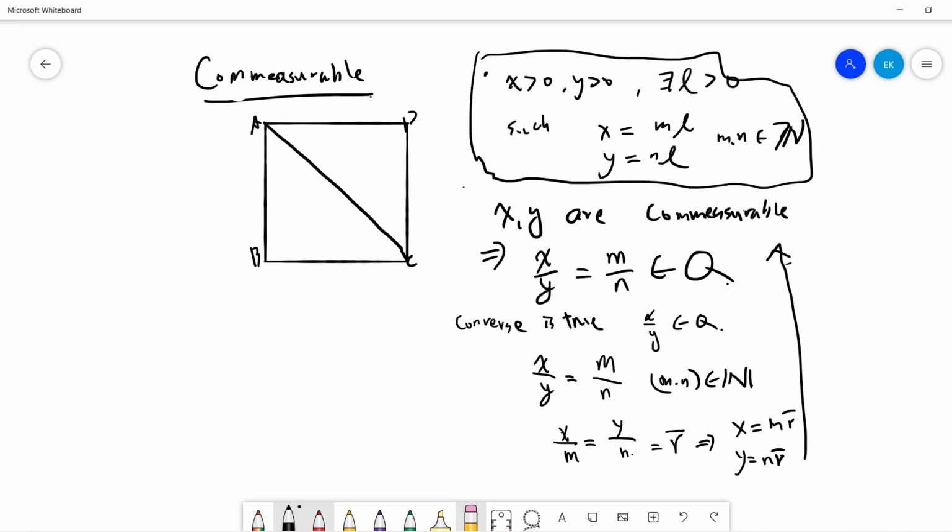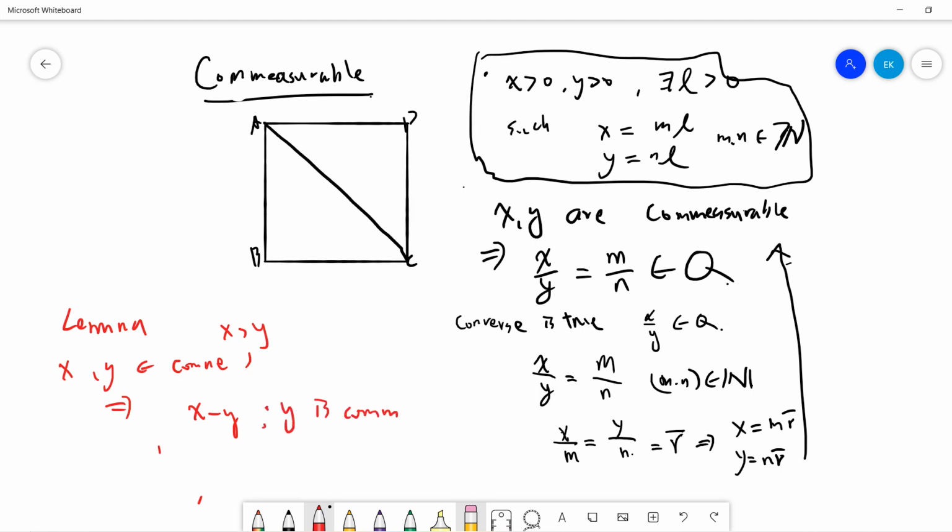Okay, so now let's introduce a small lemma. The lemma is that if x and y are commensurable, and x is greater than y, then x minus y and y are commensurable. And the proof is trivial, because x minus y divided by y is just x divided by y minus 1, which is some rational number minus 1, and also greater than 0. So it is still a positive rational number. So this is a very easy lemma.